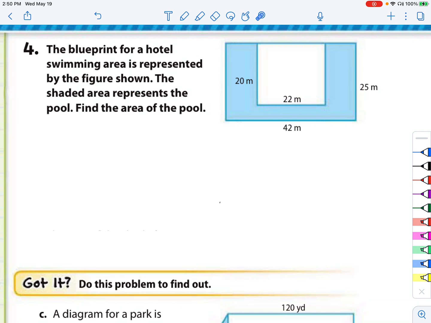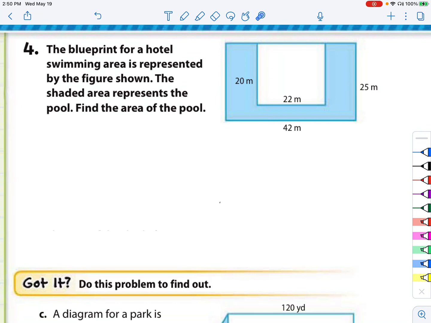This is the figure, this is the shape. The shaded area represents the pool, so this is the swimming pool of the hotel. We want to find the area of the pool. So let's analyze this. Okay, guys, we have different composite figures here.